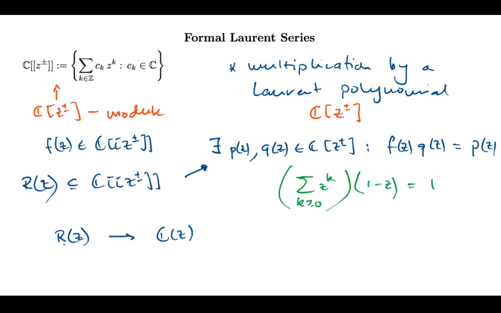Namely, if I have an element here, then I know I have some Laurent polynomials P and Q, such that F times Q is P. Then I will map this formal Laurent series to the rational function P over Q.